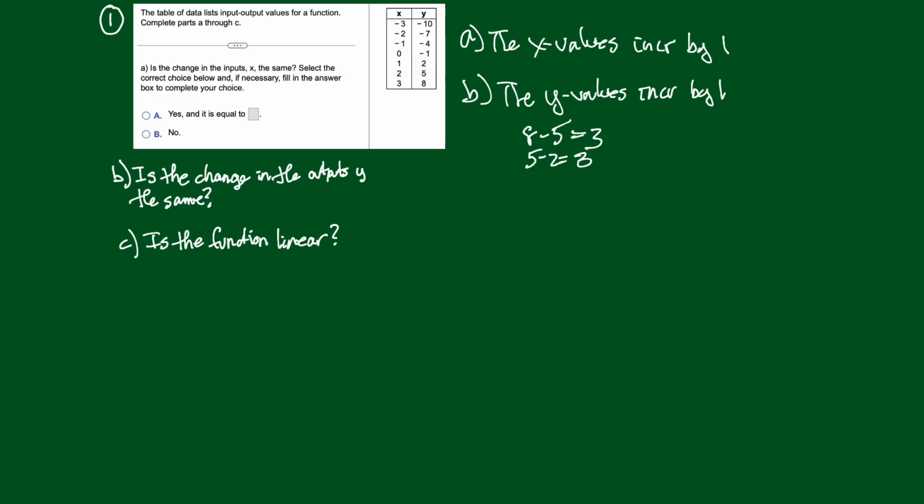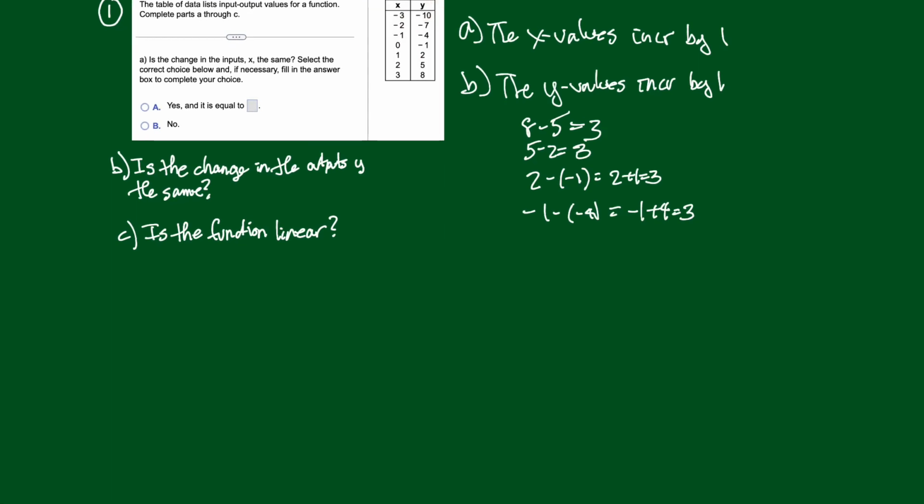Now, do 2 minus -1. All right, so now I have 2 minus -1, which is 2 plus 1, which is 3. And we'll do one more. -1 to -4. All right, so now I have -1 minus -4. I'm doing a subtraction because I want to know the difference between these two numbers. So this becomes -1 plus 4, which is 3. So in part C, is the function linear? Yeah, as long as the x's are increasing by the same amount, making the y's increase by the same amount, then the function is linear. So we're going to say yes, this function is linear.